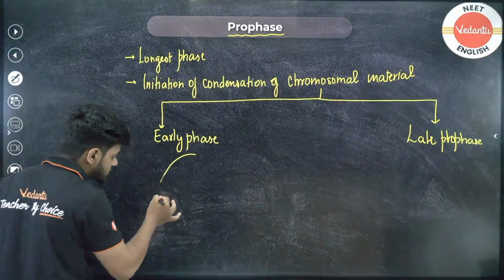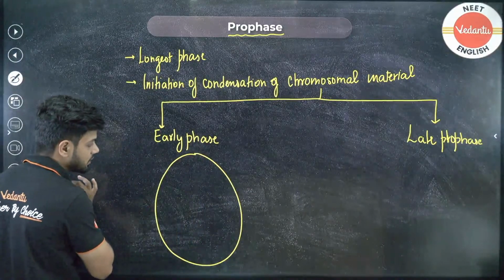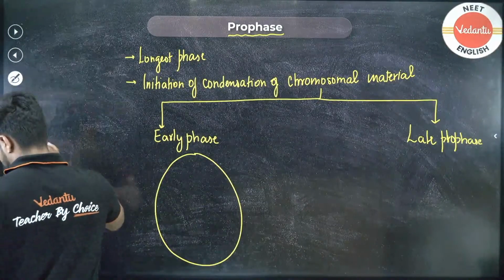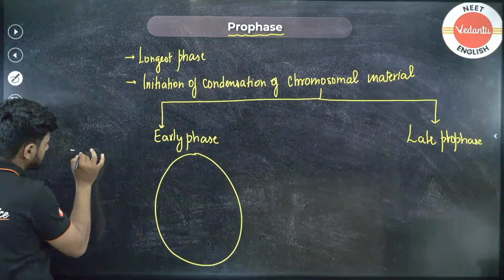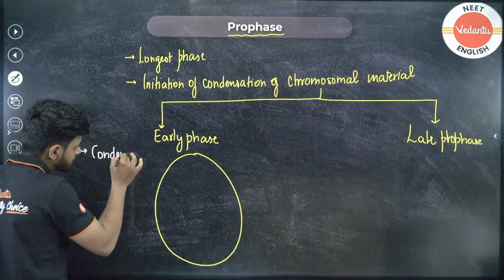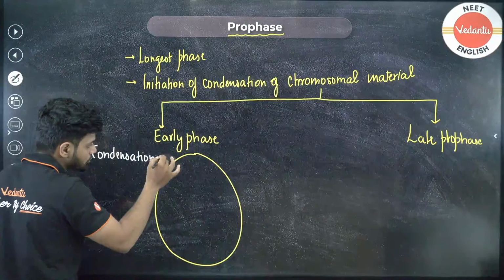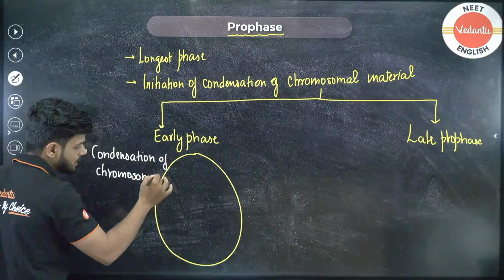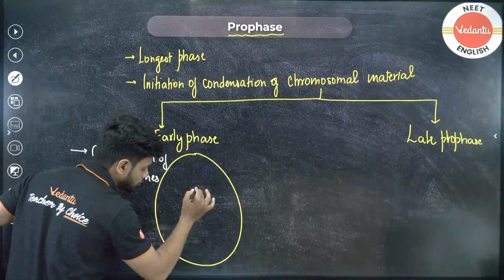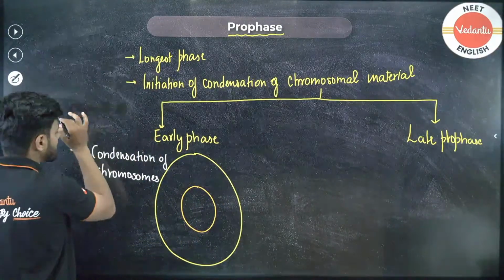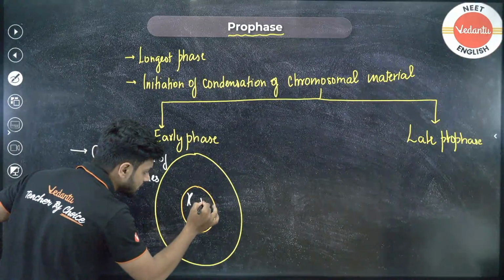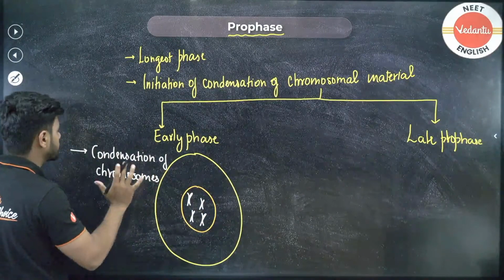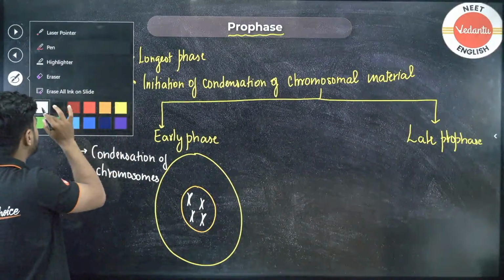Now, this right here is your cell. In the cell, in early prophase, there is condensation of chromosomes. This right here is the nucleus. Inside the nucleus, the chromosomes will start to condense. Okay?